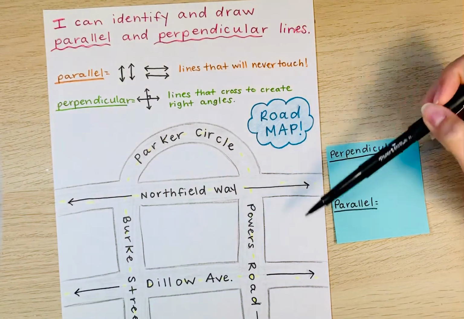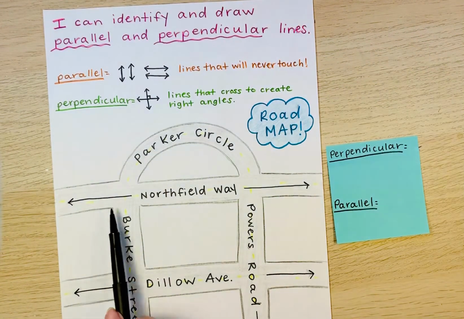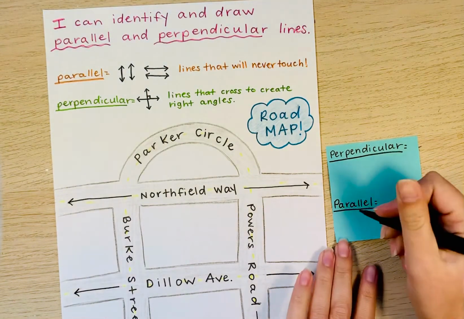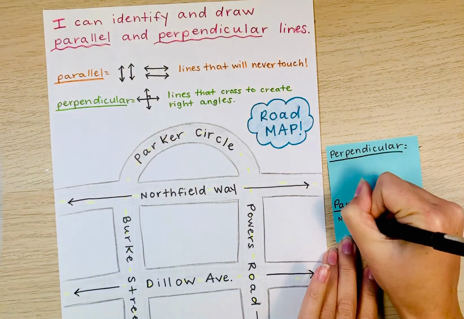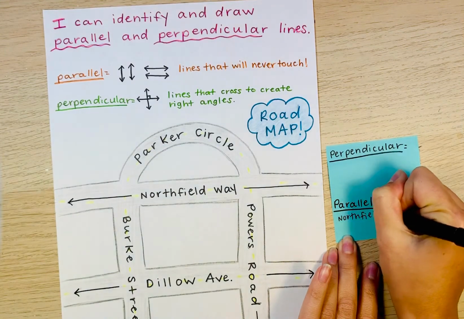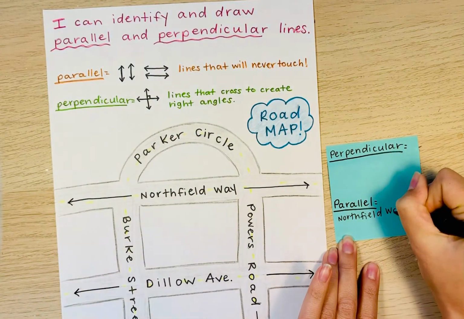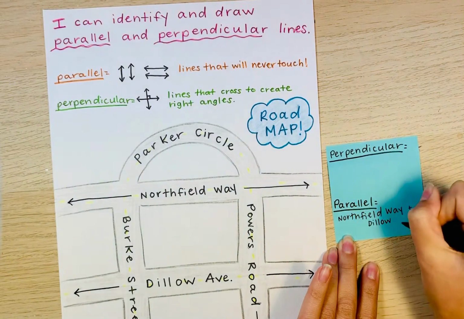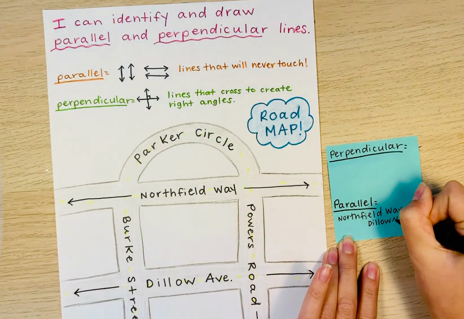Looking at this map, I can see that Northfield Way and Dillow Ave are parallel because they will never intersect with one another. So I'm going to write that down here. We have Northfield Way and Dillow Ave.